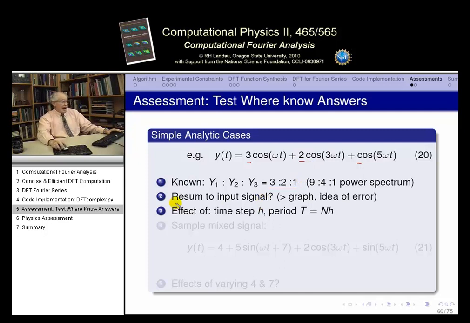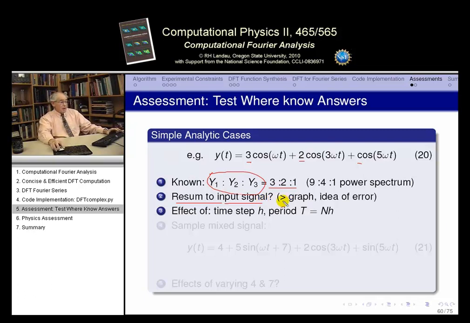Step 2 is, let's resum when you're done, when you have your 3 values of capital Y, let's sum them up to see if they reproduce the input signal. Okay. And when we say sum them up to reproduce the input signal, you certainly should look at it on a graph. Okay? And the normalization may not matter. You should get the normalization right, but at least it should reproduce the function very closely.